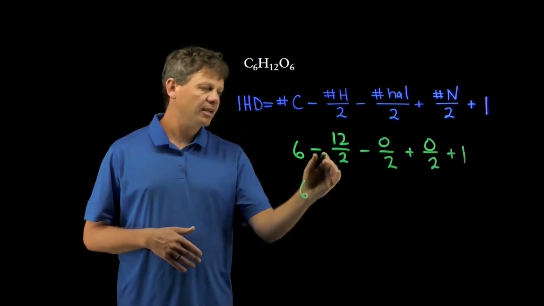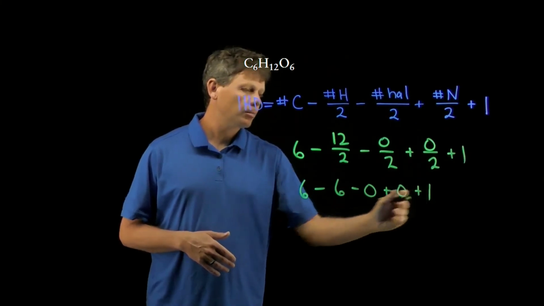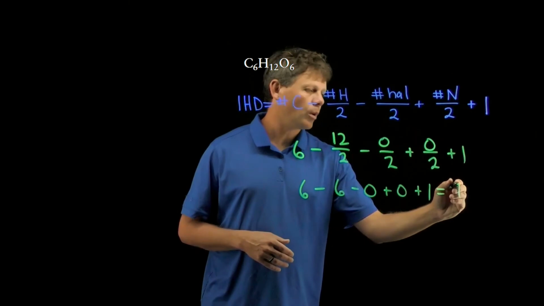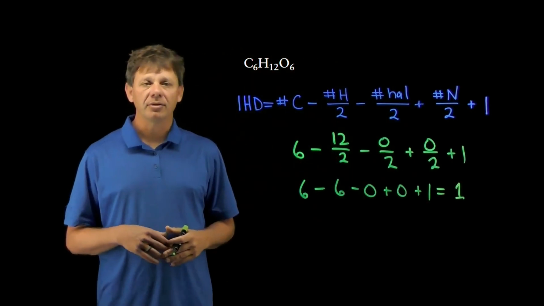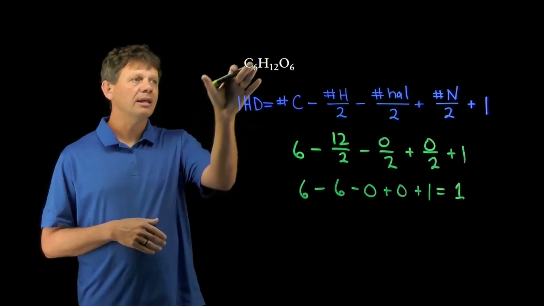Modify the equation. 6 minus 0 plus 1 gives us an index of hydrogen deficiency of 1, which means that there is one double bond or one double bond equivalent present in this molecule.